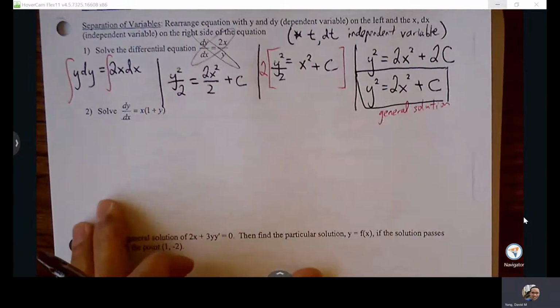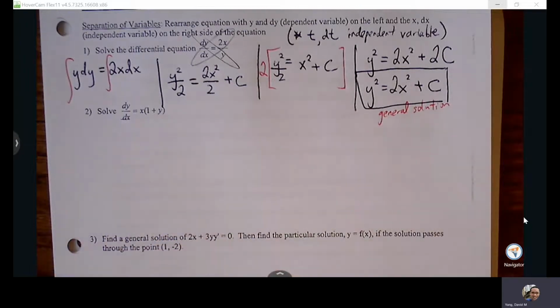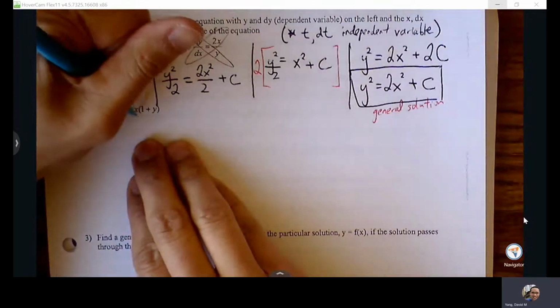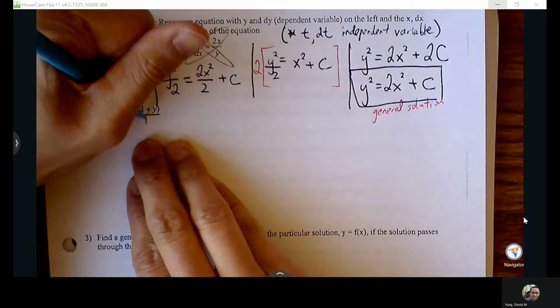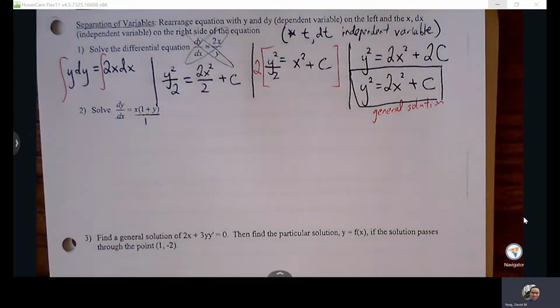dy over dx equals x times 1 plus y. Okay, I see the possibility of creating a fraction out of the right side, so I'm going to put this over 1. And as soon as I can see a fraction equal to a fraction, I'm just going to cross multiply to get the denominators out of the way, and then to get the dx and dy set.